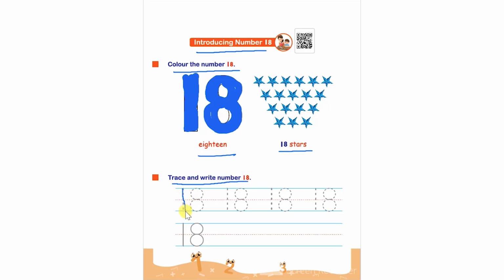So first of all, they have to trace the number 18 and then they have to write the number 18 on their own. So in the first row, they have to complete the tracing practice, and in the second row, they have to complete the writing practice on their own.